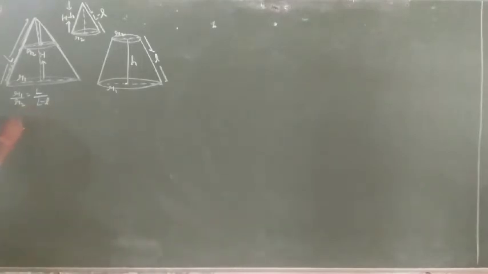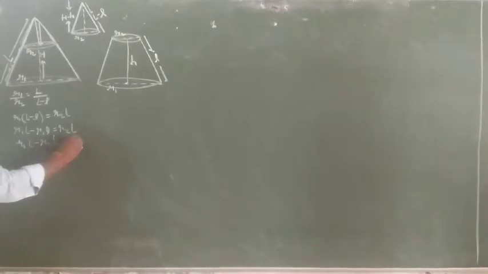Due to cross multiplication, R1 bracket L minus l equals R2 and capital L. R1 multiplied by this gives R1 capital L minus R1 small l equals R2 capital L. Keeping the capital L terms on one side, R1 capital L minus R2 capital L equals R1 and small l.